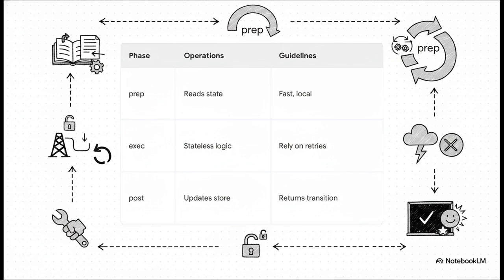First up is the prep phase. You read from the shared store and format your inputs locally. No network calls, absolutely no DB writes. Next is the exec phase. This is where you run your API calls or LLM prompts statelessly using those prepped inputs. Finally, the post phase takes the result, updates the communal blackboard, and returns that FSM transition string.